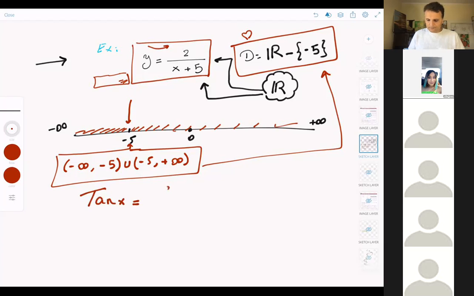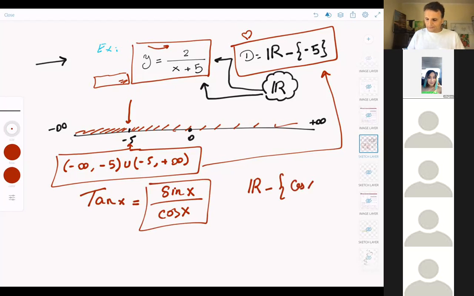Tangent of x is sine of x over cosine of x. So we have a rational function. We can say all real numbers minus, if cosine of x equals 0, this is not okay. I mean, we cannot have those values inside. So what x makes the cosine of x equal to 0? Because it's periodic, we have so many.